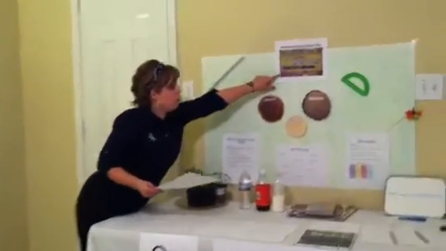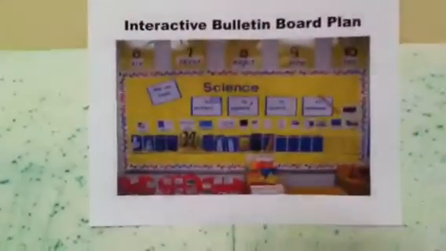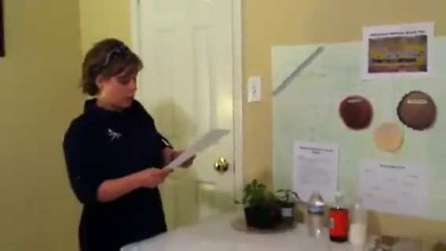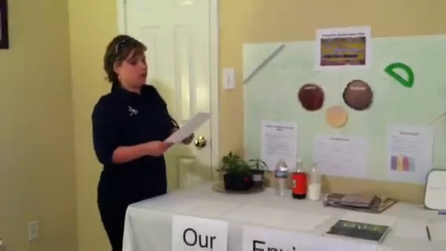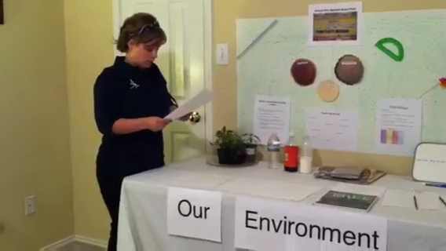So if you see here on the plan, there are pockets and descriptions on the bulletin board so that the kids can understand. I would use it specifically in my 4th grade environment unit, in that it would be used in every science experiment that we would use throughout the unit.